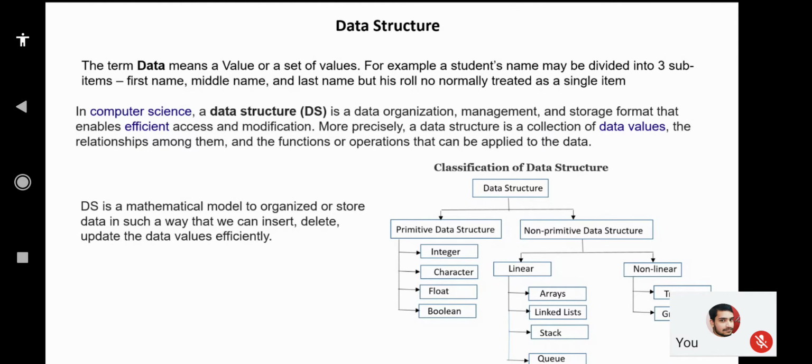Here in non-primitive data structure also, we have two categories. First one is linear and second one is non-linear. So what does linear mean? Linear means where the data is stored linearly or sequentially. Here the examples of linear data structures are array, linked list, stack, and queue. I will discuss every one by one. And I think all of you know array. So can you tell me what is an array? Anybody?